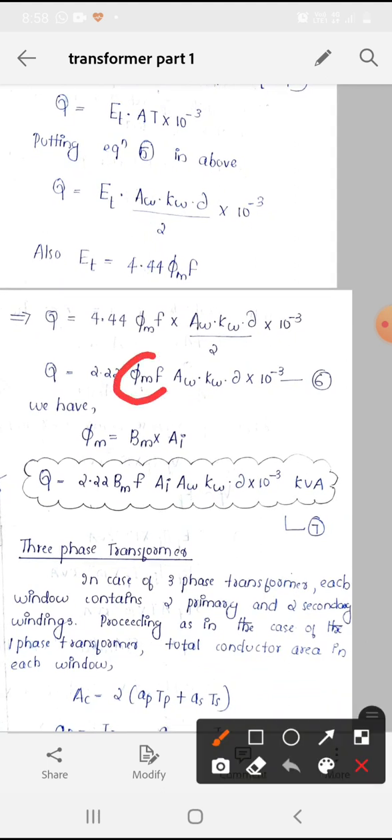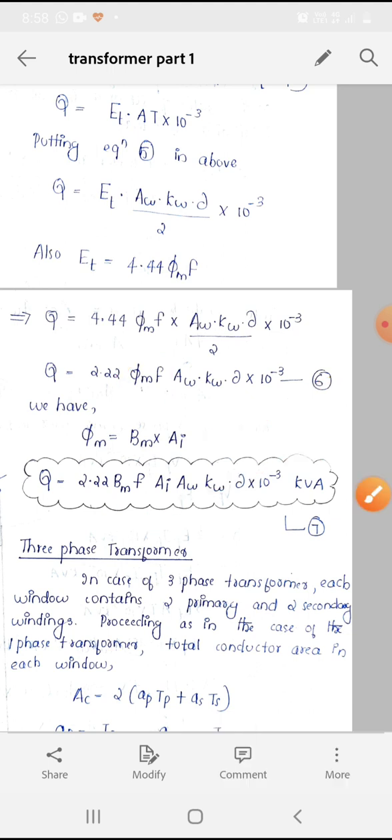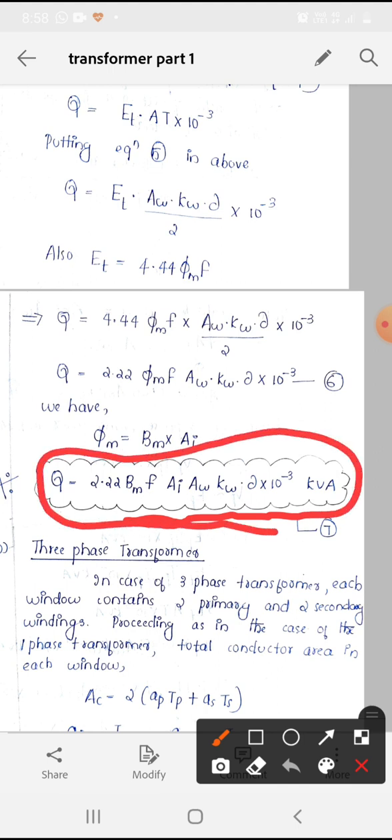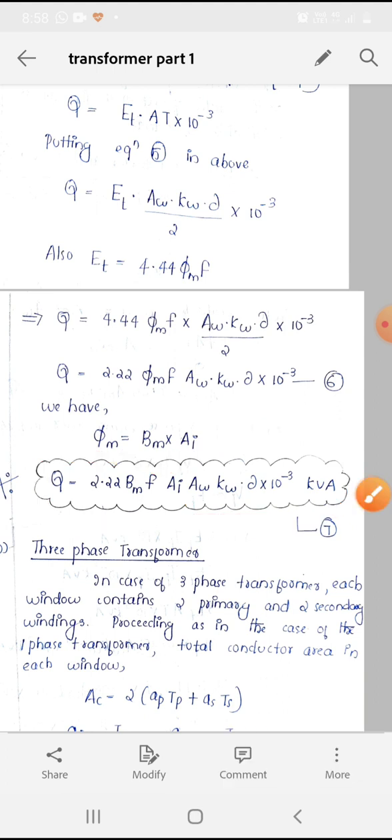Also, we can replace the phi m as Bm into AI. Therefore, the final output equation of a single phase transformer is Q is equal to what? 2.22 f Bm AI AW KW delta into 10 raised to minus 3 kVA. We need to study this by heart in order to solve transformer problems. Therefore, Q is equal to 2.22 f Bm AI AW KW delta into 10 raised to minus 3 kVA. So, this is the single phase transformer output equation.